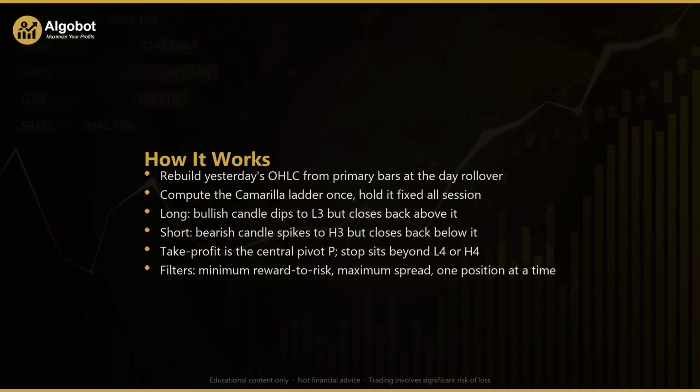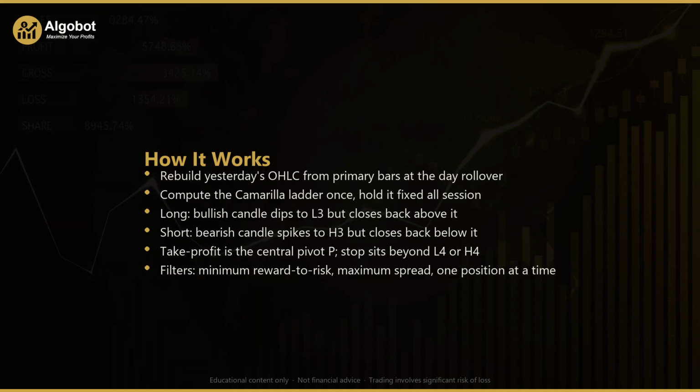The short side is a mirror image. Here the strategy wants a bearish candle, closing lower than it opened, whose high spikes up to, or slightly pierces, the H3 rail, but which closes back below it. That's resistance holding. The close must sit above the central pivot, leaving room to fall, and below the outer H4 rail. When those match, the strategy signals a short at the bid price, targets the central pivot P, and places its stop just beyond the H4 rail, plus the same average true range buffer.